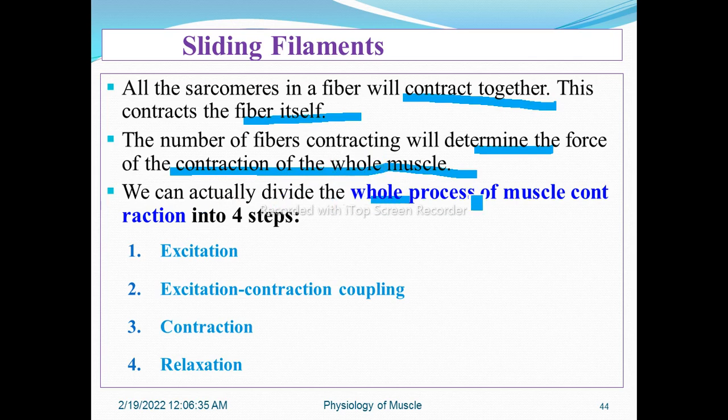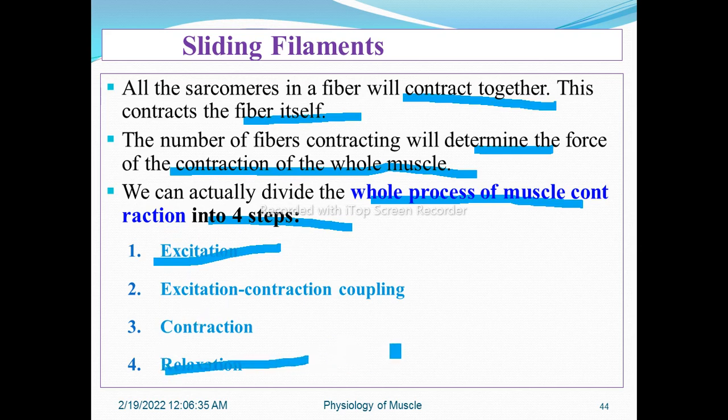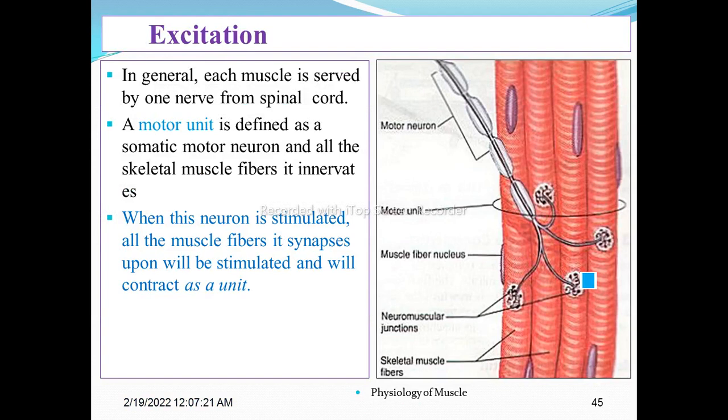So we can divide the whole process of muscle contraction into 4 steps. The first is the excitation phase. The next is excitation-contraction coupling, then contraction, and the last is relaxation. So the muscle contraction process starts with excitation and ends with relaxation. Any movement follows these steps: the muscle will contract and then relax. So the first step is excitation.